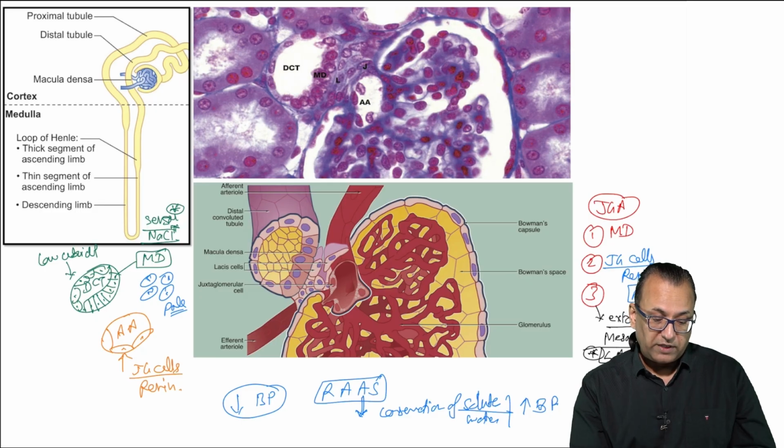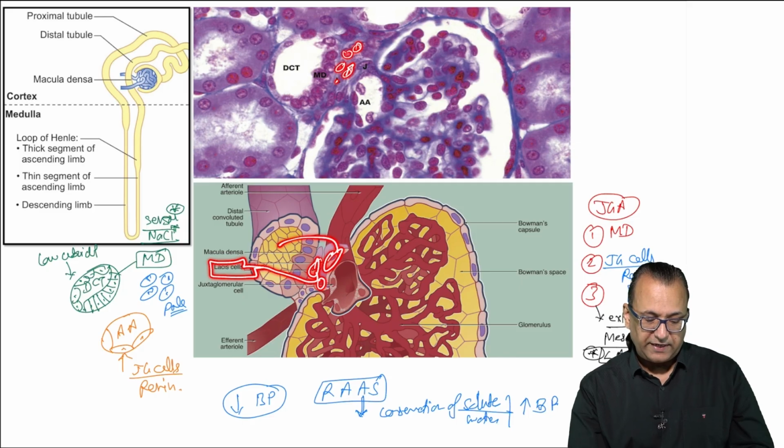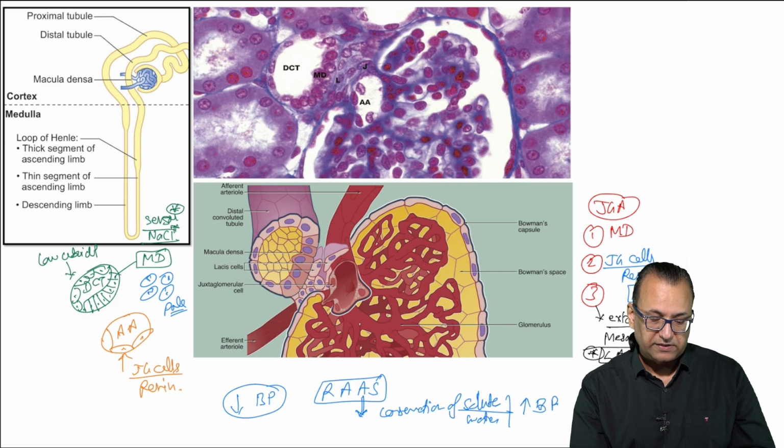Now, there will be these L cells or Lacey cells, which are a cluster of pale staining cells. They are the Lacey cells, and they will take the information from the DCT to this. What is this? This is the afferent arteriole, the lumen of the afferent arteriole. In the tunica media, you have the JG cells.